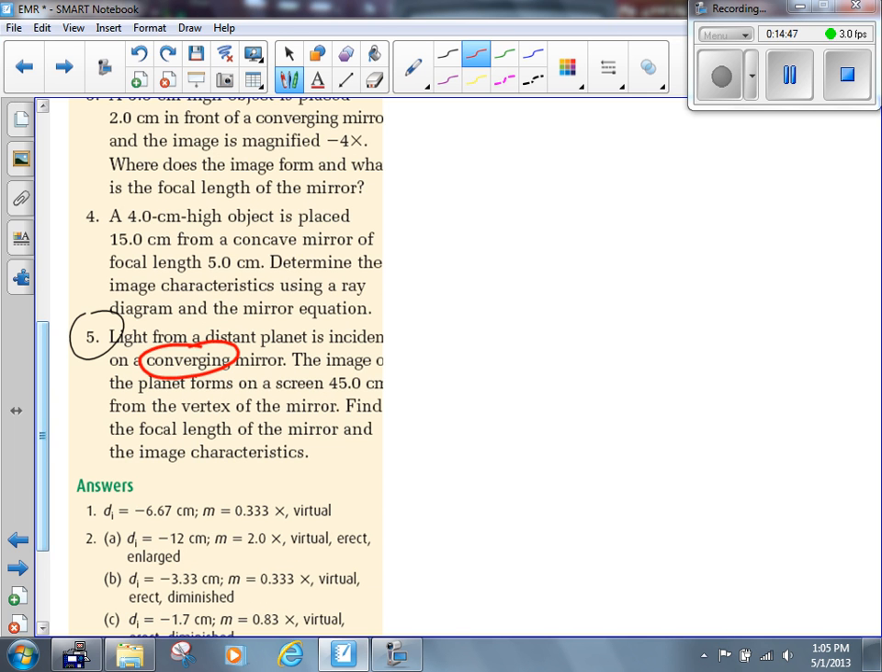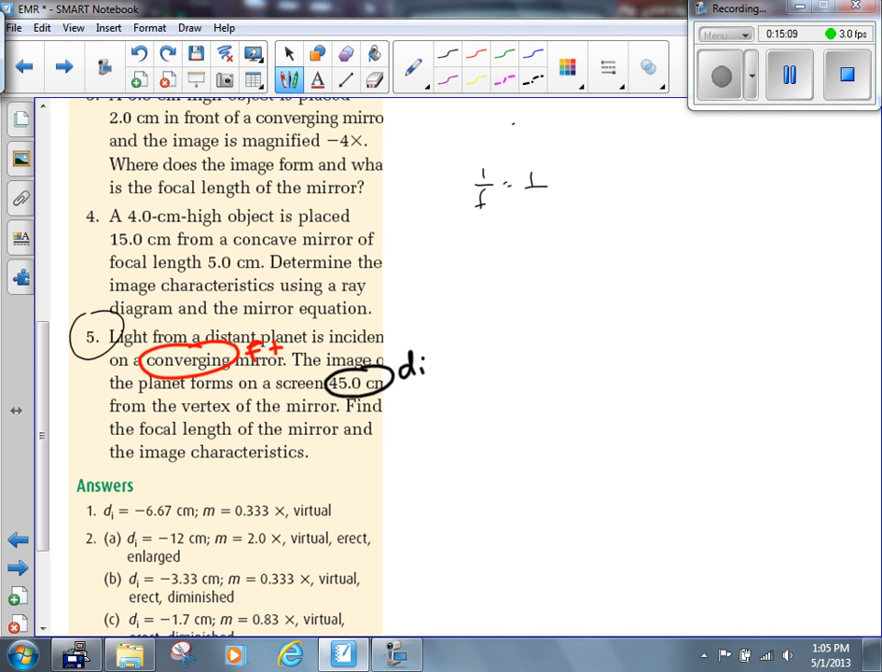That means it's a positive focal point. The image of the planet forms on a screen 45 centimeters from the vertex. That's going to be di, the image distance. Find the focal length of the mirror and the image characteristics. We'll worry about the focal length first, and then we'll try to identify the image characteristics. I want to find the focal length.